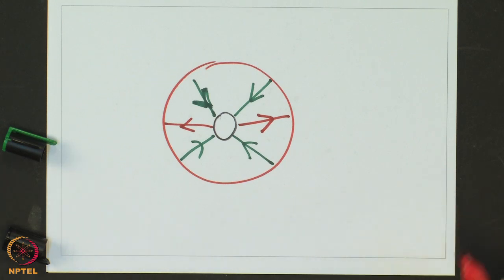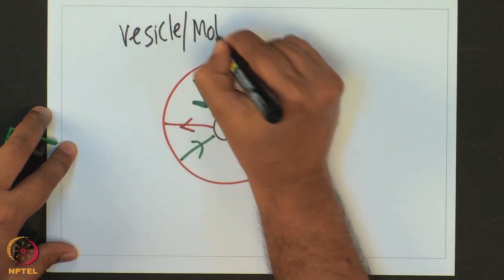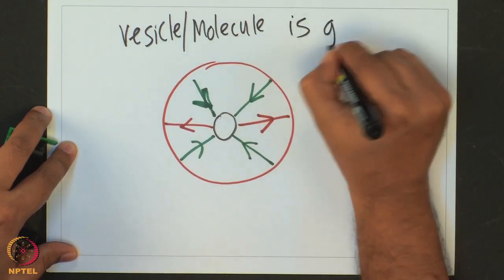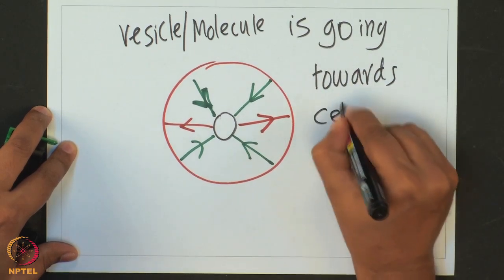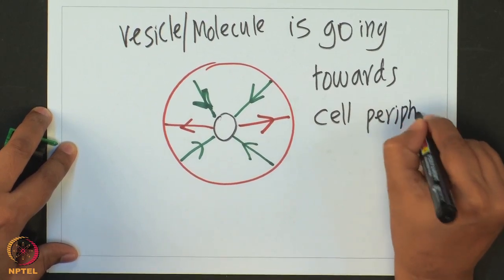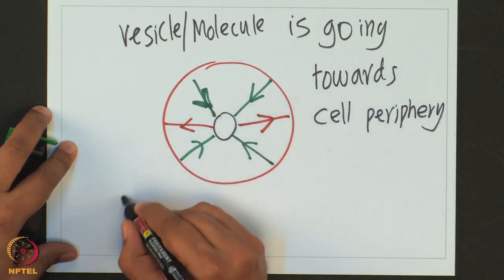So we want to tell somebody, look, that particular vesicle or molecule of your interest is going inward. Or look, that particular molecule of your interest is going towards the cell membrane, the cell periphery. This is something we would very often want to say. We would also want to say that it is going towards the center.